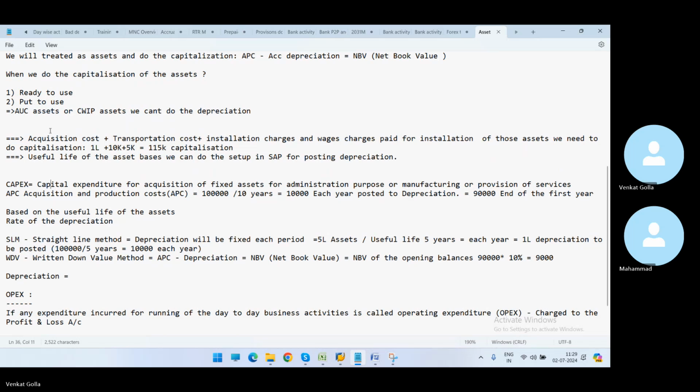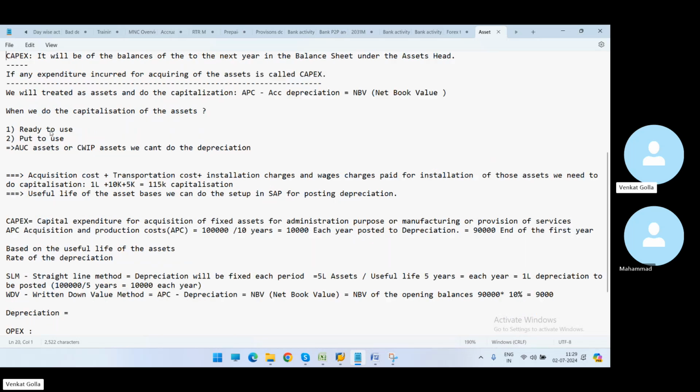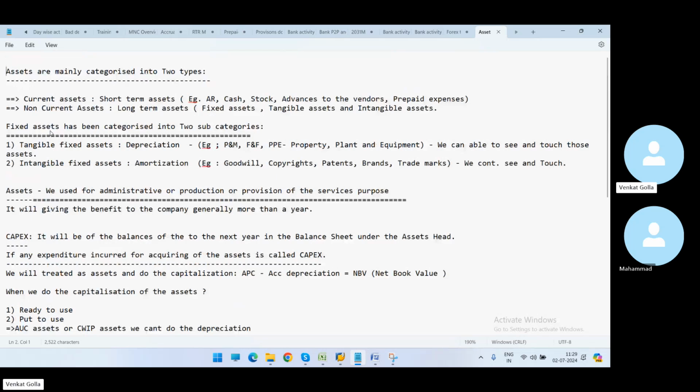So now you have a little bit of an idea about the types of assets, the difference between depreciation and amortization, and the difference between capex and OPEX. So what is the purpose of assets? Either to provide administration or provision of services or any kind of production purpose, we purchase assets.